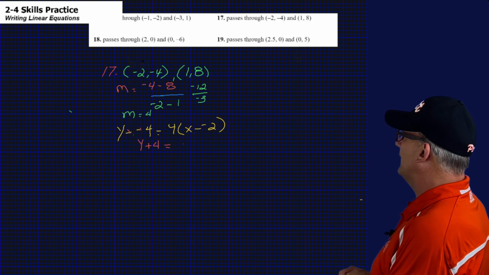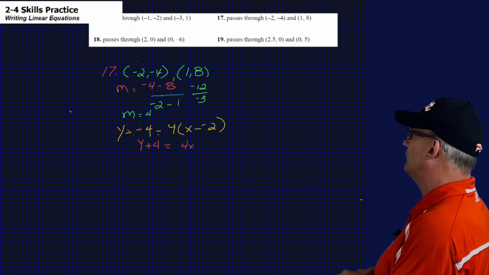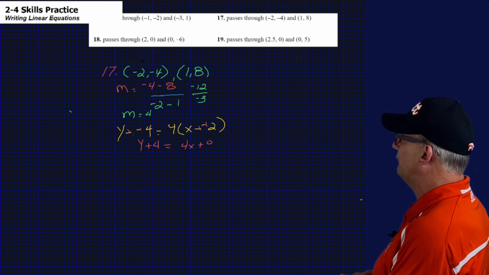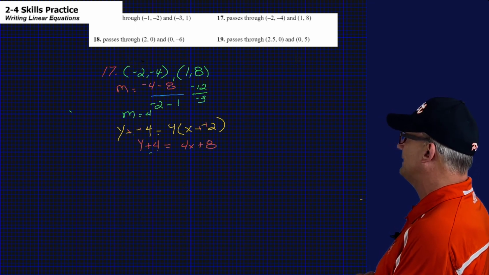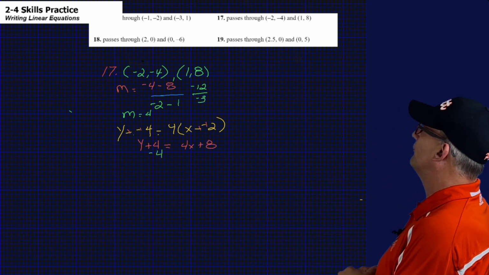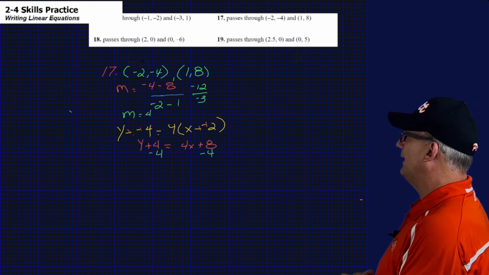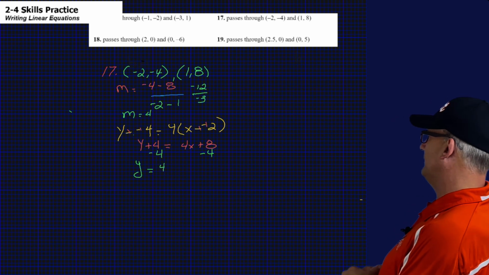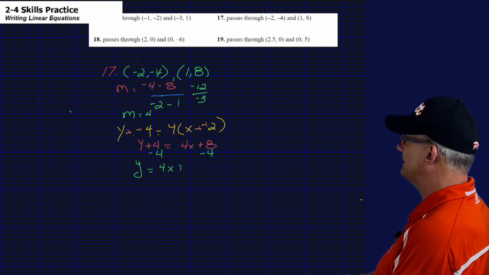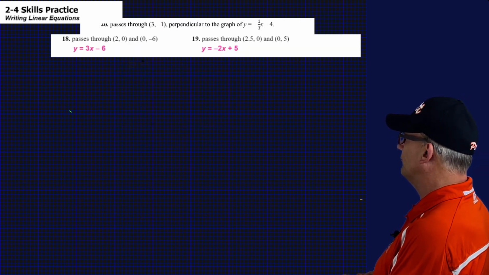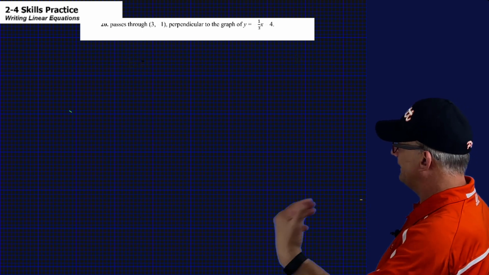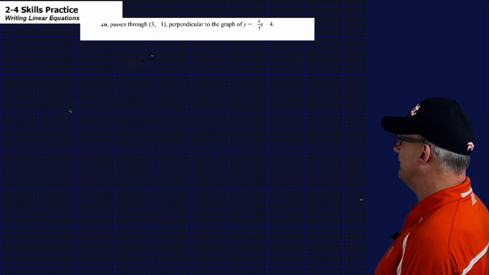All right. Then I chose the -2, 4. Doesn't matter which one you choose. And we got y plus 4 equals 4x plus 8. Subtract 4 from both sides, and you have y equals 4x, what, plus 2? If I remember, yeah. Subtract 4 from both sides, and y equals 4x plus 2. Now, 18 and 19, I'm just going to show you the answers. I don't think we need to keep repeating the same thing.